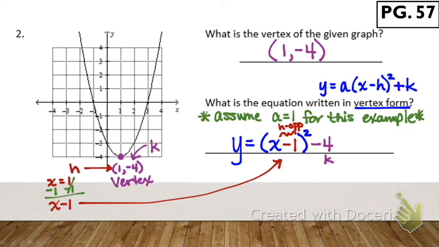So if it's gone to the right, what I'm going to see inside the parentheses is a minus. If it's gone to the left, what I'm going to see inside my parentheses is a plus. Because when I take the x part of the vertex and set that equal to x, and then get it equal to 0, it's always going to be flipping the sign there.